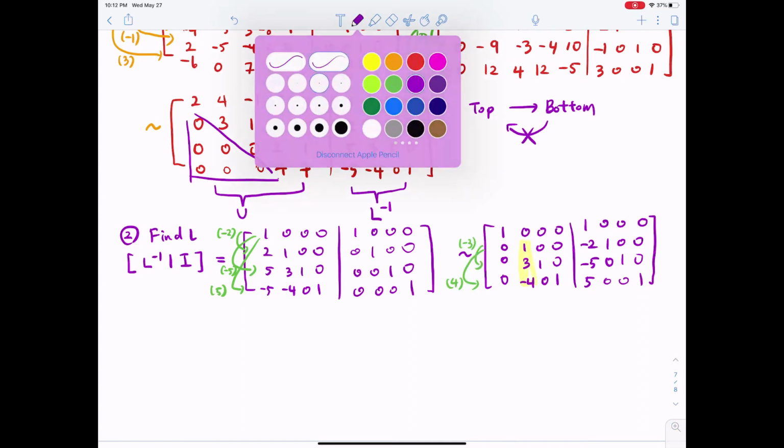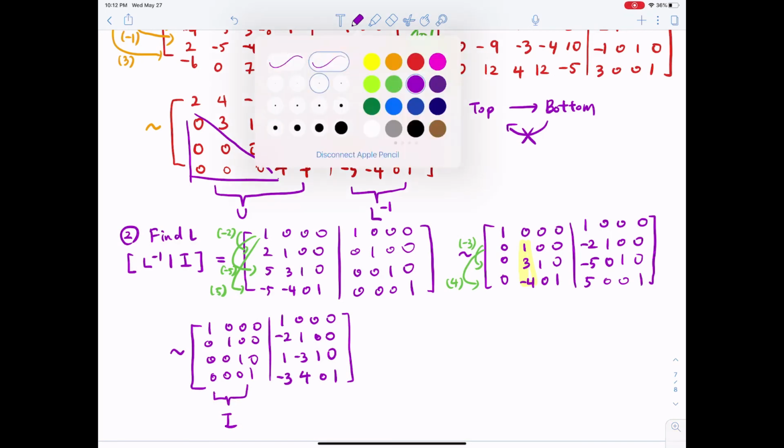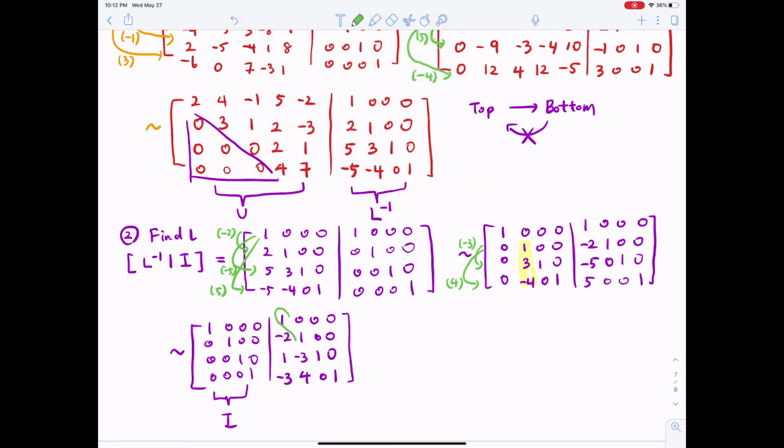Then this gives you the identity matrix on the left. And on the right, we get 1, 0, 0, 0, -2, 1, 0, 0, 1, -3, 1, 0, -3, 4, 0, 1. You can see here that we have 1s on the diagonal entries and 0s on the upper triangular entries. So that one corresponds to the matrix L.